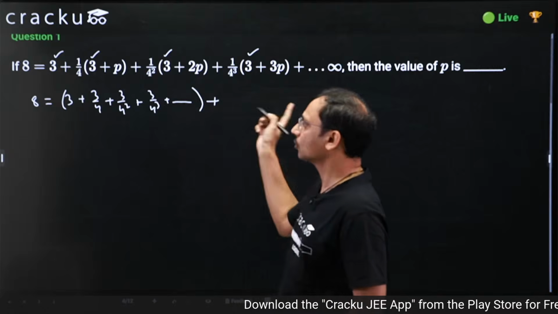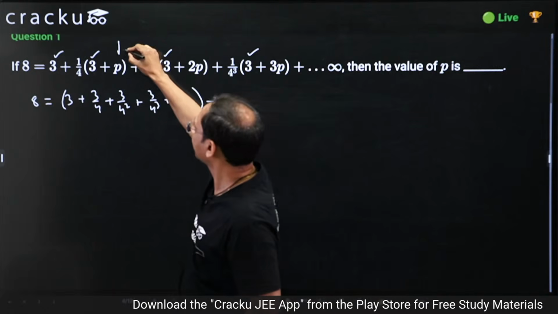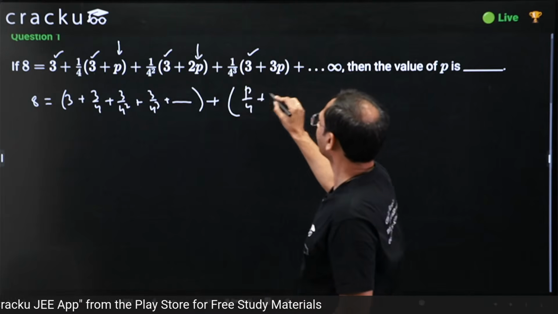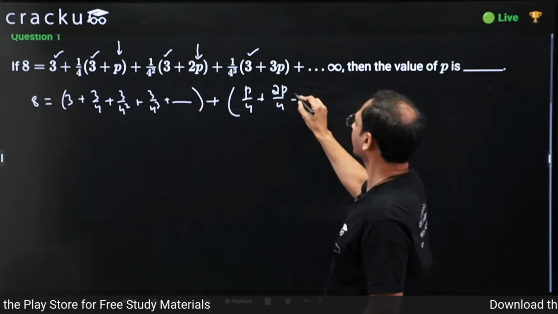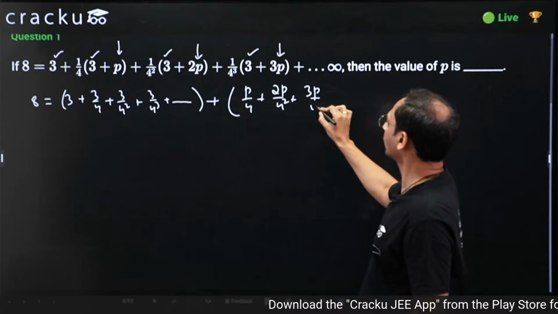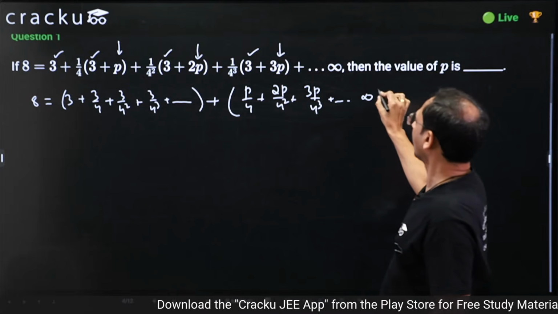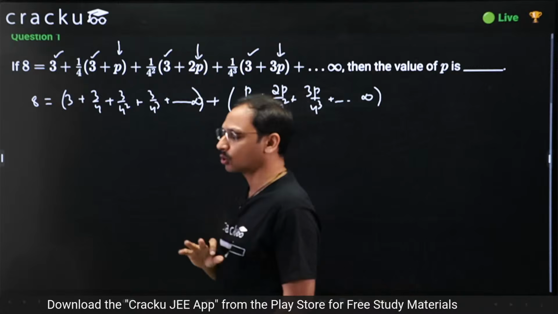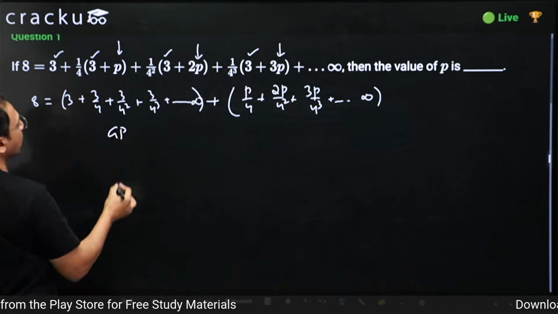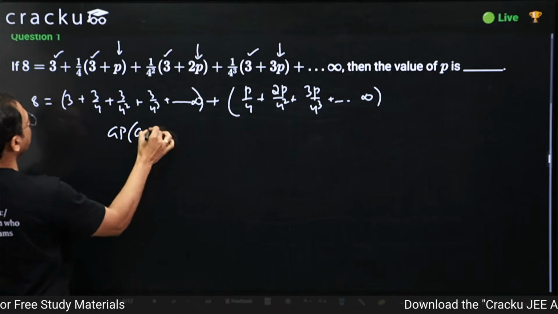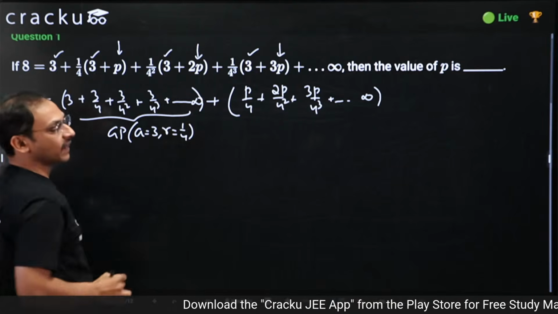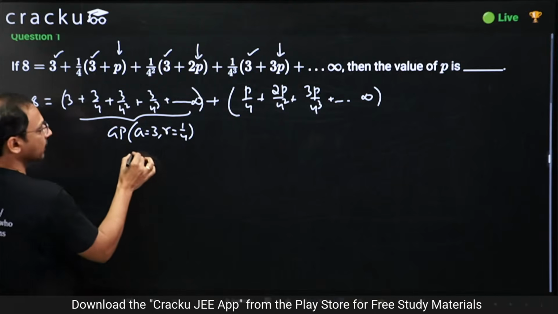Plus, now you look at the second terms. This is p by 4. The next one is 2p by 4 square. Next you have 3p by 4 cube and so on. So this is basically two different series. If you observe this, this is nothing but a geometric progression. Here first term is 3, common ratio is 1 by 4, and we are asked to find S infinity, sum of infinite terms in a GP.